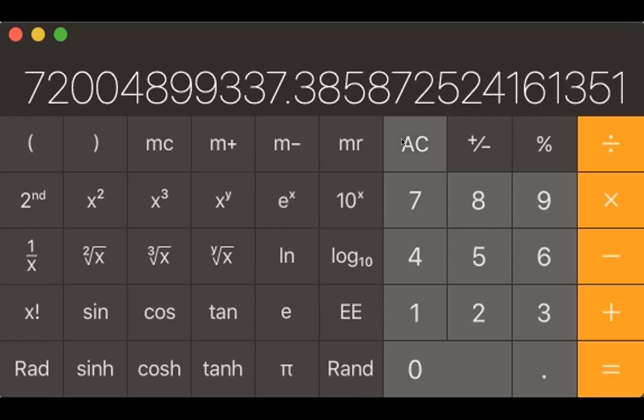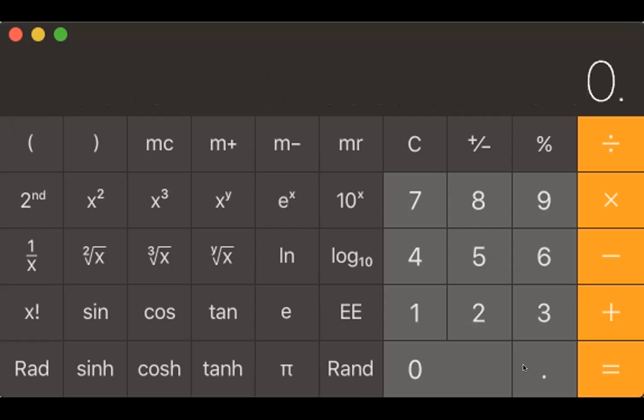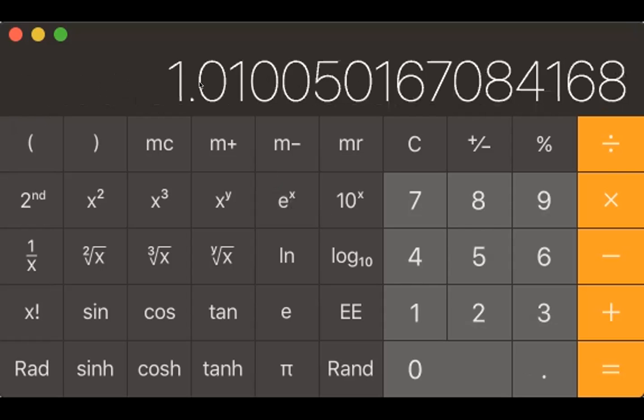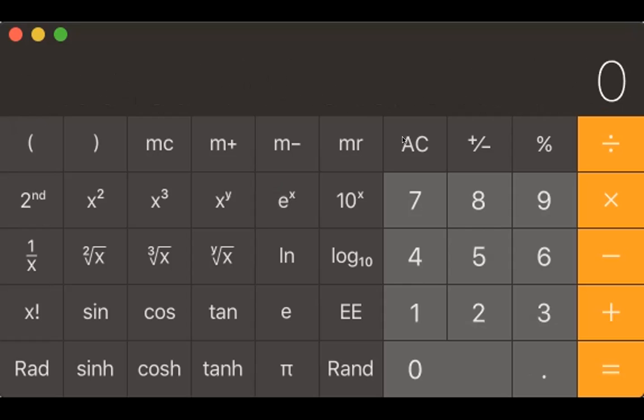If you have a small number, like 0.01, and you take e to the x, it's going to give you a number close to 1. If you have a small number and it's negative, and you do e to the x, you'll get a number.